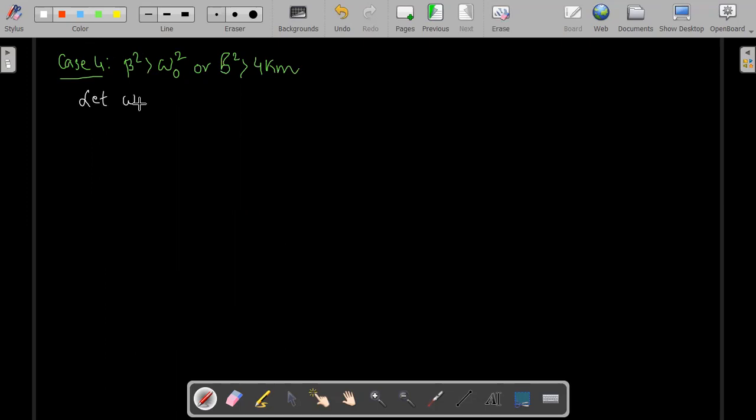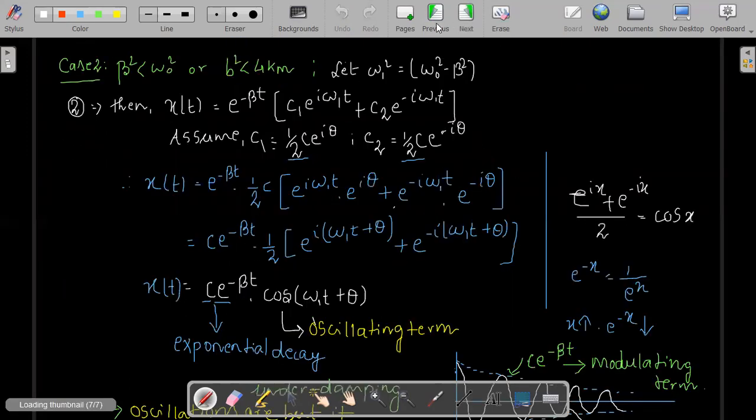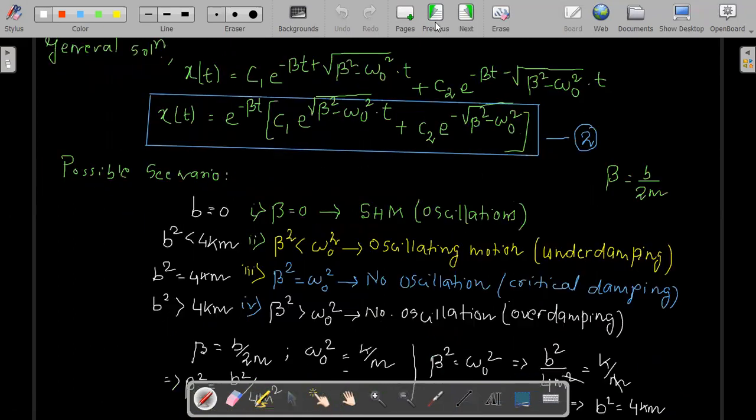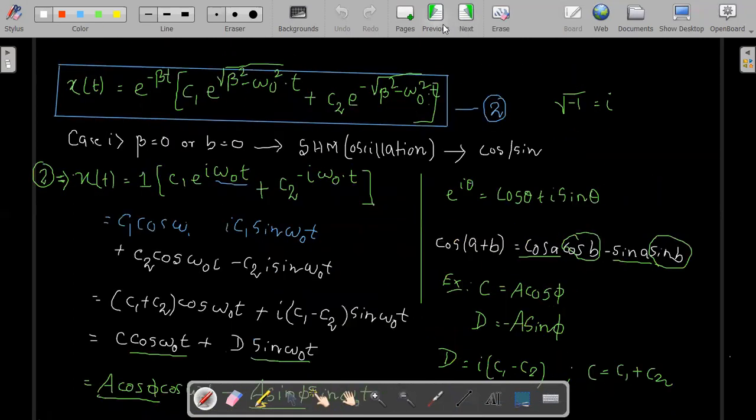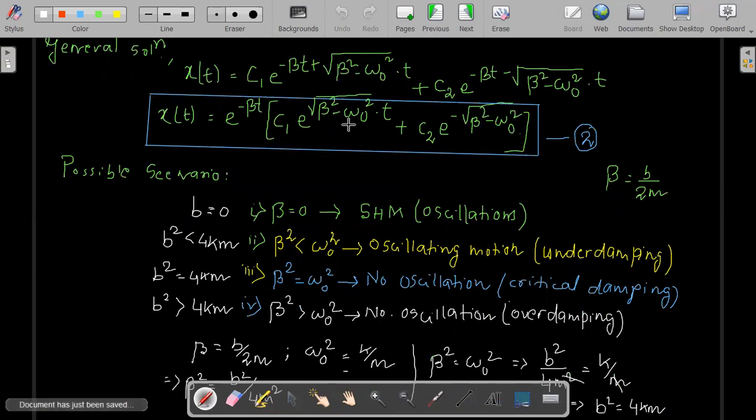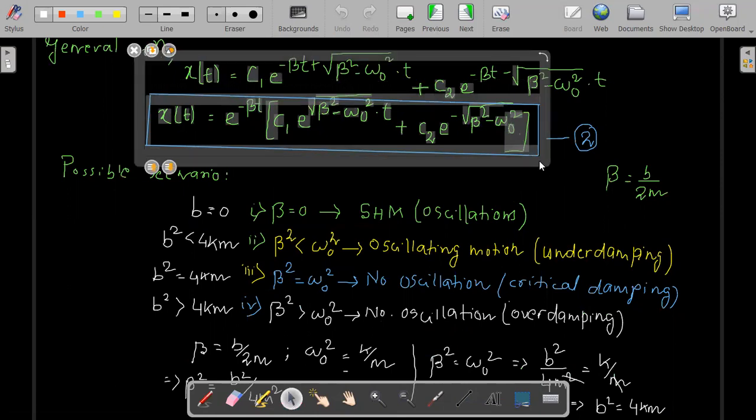In case 2, we used omega 1. Let me use omega 2 here. So omega 2 square is equal to beta square minus omega naught square. And now we can do our replacements. So we can actually check this relation. And what was our expression here? This was our expression, right? So we can take up this expression, maybe copy it down there, and we can do our substitution.